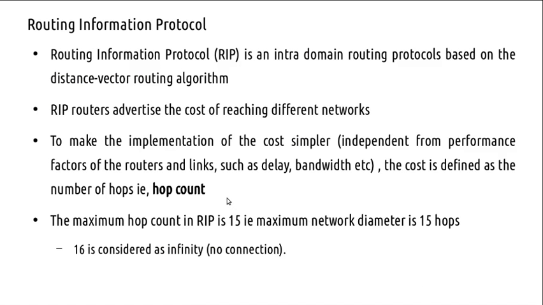This routing information protocol is advertising, each of these routers will advertise the cost also, the cost of reaching different networks. So how is cost computed? The cost is simply based on hop count. You don't involve any other factors; traffic, bandwidth, all those things are not considered, rather it is just the hop count. The maximum hop count is 15 in a RIP network. Beyond 15 is taken as unreachable, no connection, infinity. That is the maximum hop count in RIP.